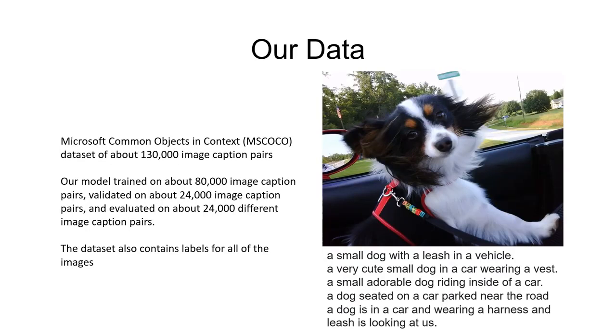Before we take a look at the architecture for our model, it is important to understand the data we are using. Our data is made up of image caption pairs. The example here shows an image of a dog inside a car, along with 5 provided image captions for this image. This is an example image from the MS COCO dataset we used to train our model.